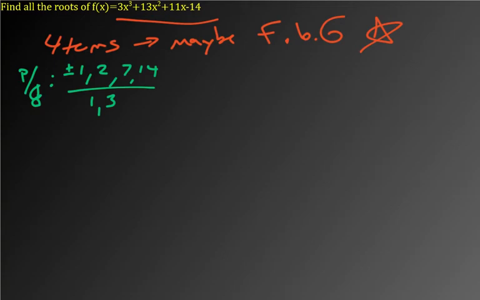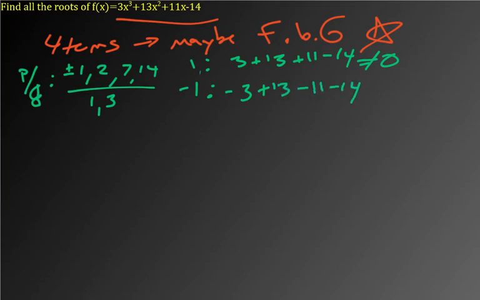I can check 1 and negative 1 usually really quickly. Actually, let me just do it like this. If I check 1, you can just be like, okay, 3 plus 13 plus 11 minus 14. 3 plus 13 is 16, 16 plus 11, there's no way that's going to get me 0, right? Negative 1 is also pretty quick, because you'll have negative 3 here, plus 13, minus 11, minus 14. That'll be 10 minus 11, negative 1, that's never going to be 0.